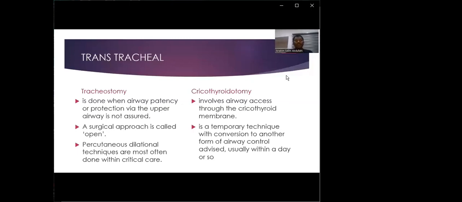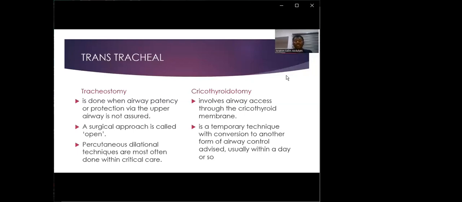So tracheostomy is done when airway patency or protection via the upper airway is not possible. A surgical approach is called open, which is carried out by the ENT surgeon. But however, percutaneous dilatational techniques are most often done within the critical care. So this can be done even by the anesthetist.